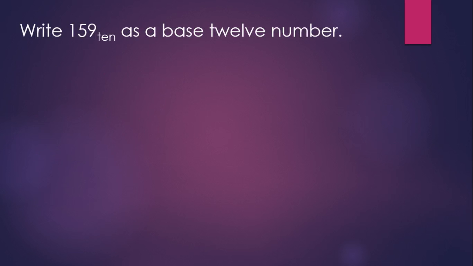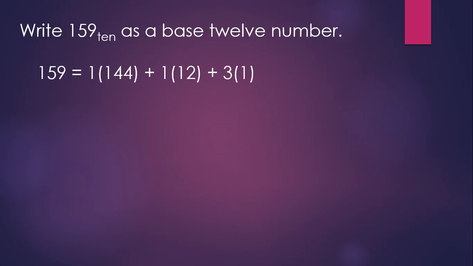Write 159 base 10 as a base 12 number. We have to think of 159 as one group of 144, one group of 12, and 3 ones. So in base 12, this number is 113.